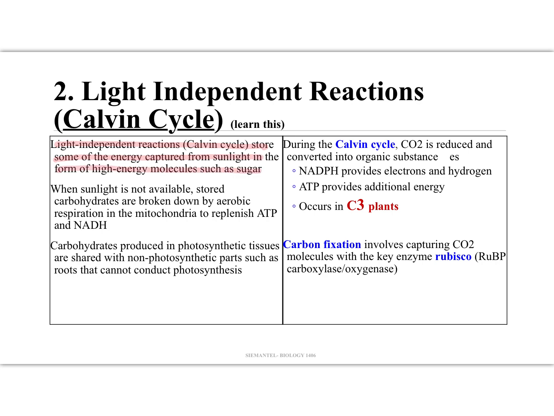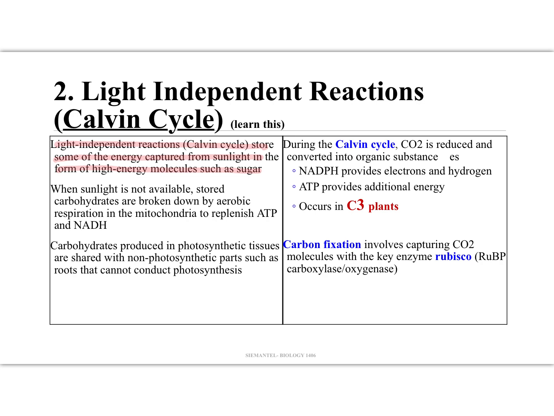Now, when sunlight is not available, and we're talking about plants specifically here, or algae or some of the bacteria that can also do this, that stored carbohydrate gets broken down through the process of respiration so that the plant has energy to do other things, to make ATP, to make NADPH, to make NADH, all the things, right? But we always have to build that supply back up.